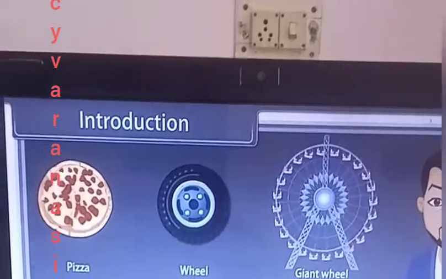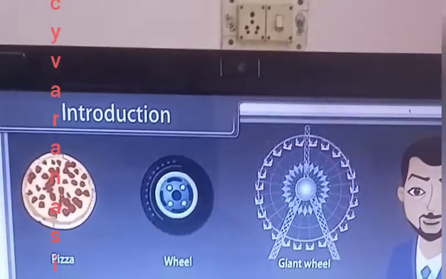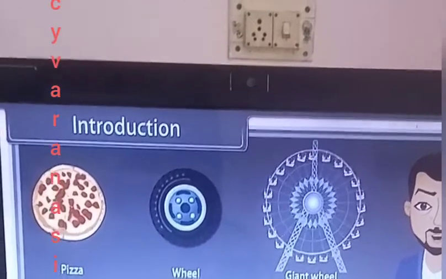All these are the examples of circle. Today we will study about circles and the properties of circles. Come, let's start.